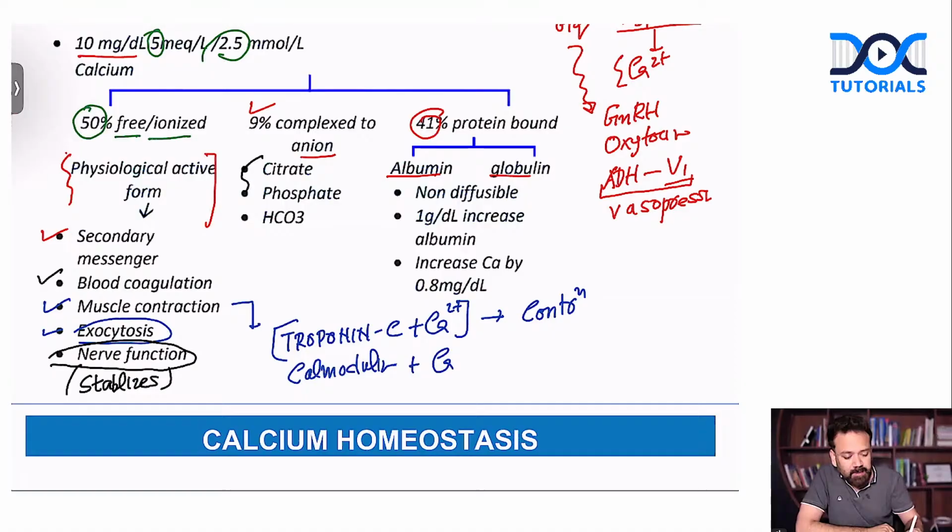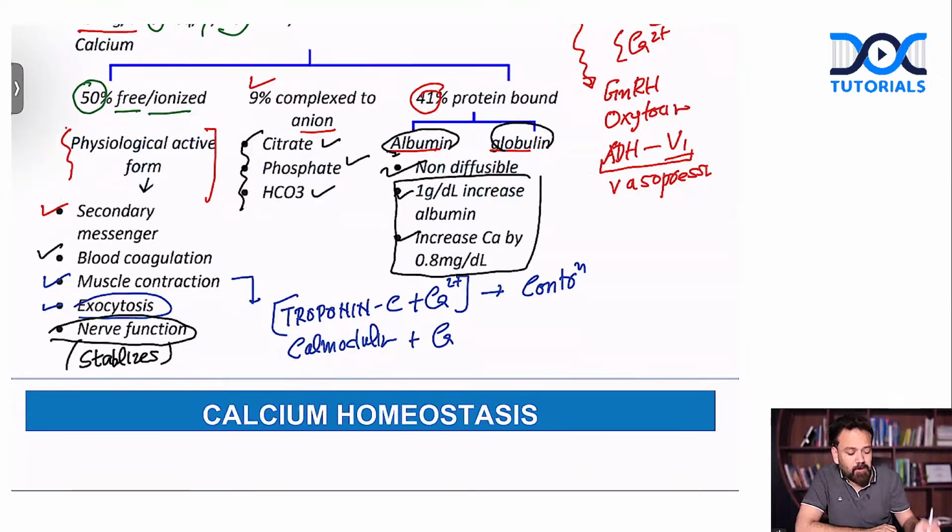And this 9% is complexed to the anion. It can be with citrate, phosphate, or bicarbonate. The rest can be protein bound with albumin or globulin. They are non-diffusible. A 1 gram per deciliter increase in albumin will increase calcium by 0.8 milligram per deciliter. I am telling you this because whenever there is hypocalcemia or hypercalcemia, we can adjust the value of calcium by this formula.